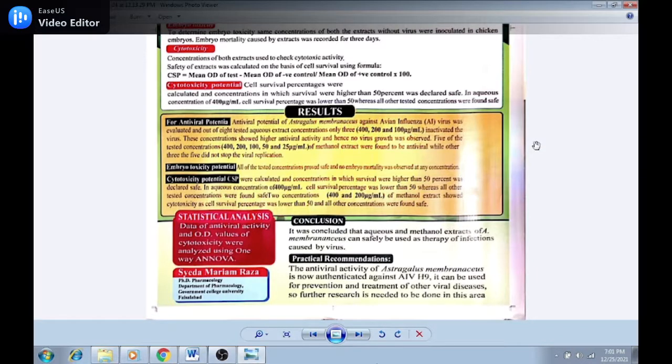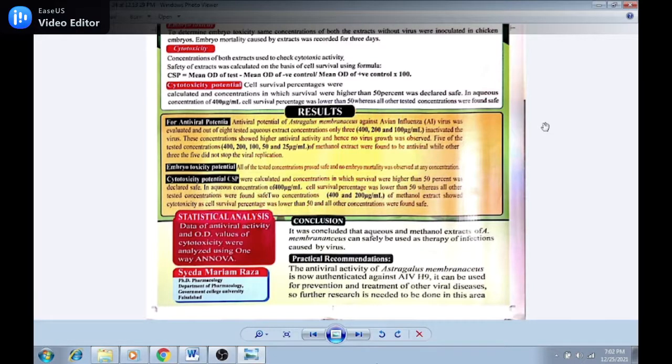In my results, the antiviral activity appeared at concentrations of 400, 200 and 100 microgram per ml, and there was no embryotoxicity of both extracts on the embryos. For the cytotoxic concentration, at 400 microgram per ml, cell death appeared, and the concentrations of aqueous extract are safe for cytotoxicity. For the methanolic extract, 400 microgram and 200 microgram show cytotoxicity.